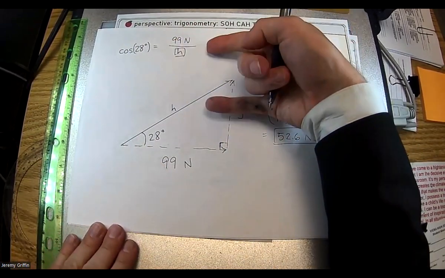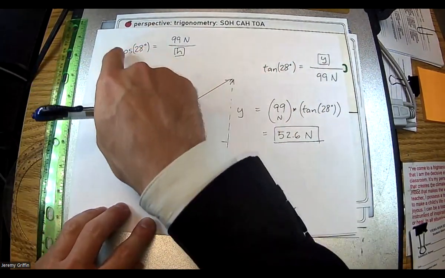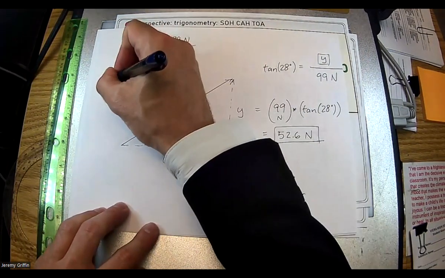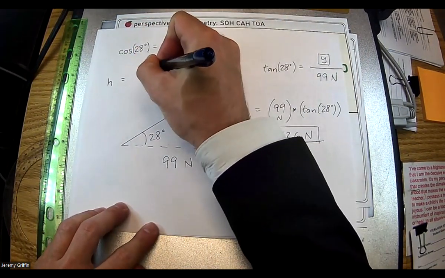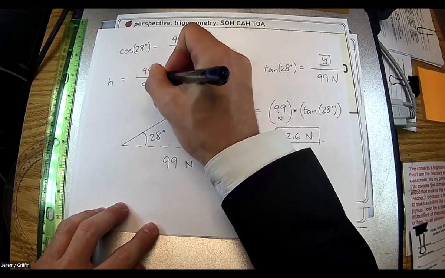Now, if you start from that, then I have to do a little double switchery, right? I have to cross multiply the h, and at the same time divide this cosine down. So I'm going to get h is 99 newtons divided by cosine of 28 degrees. There you go. That will definitely work.